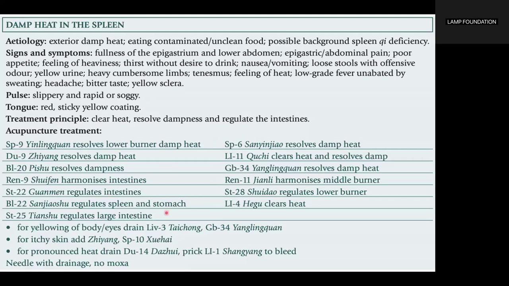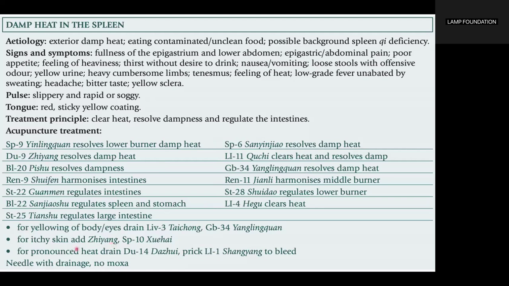For yellowish or yellowing of the body or eyes, add drained Liver 3 and GB 34. For itchy skin, add Spleen 10 and Qi Yang.